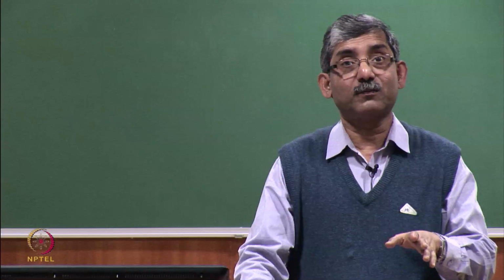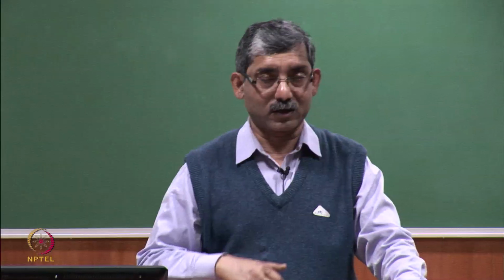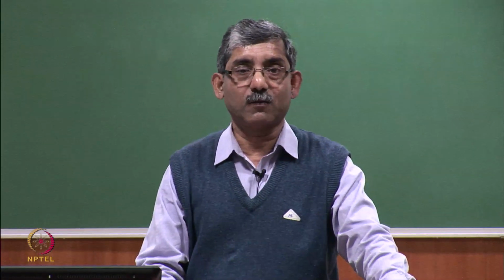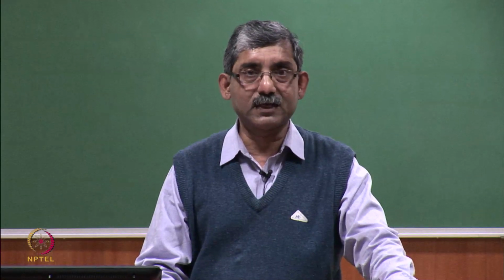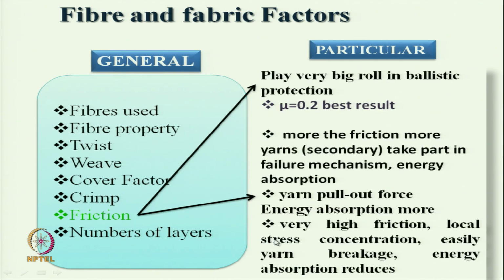The bullets are not penetrating, but still the wearer is getting shock, higher shock. So, this blunt trauma is increasing with the increase in crimp. So, we must try to reduce the crimp level. Ideally the yarn crimp should not be there, so that the resistance is offered by the yarn. Next parameter is the friction, which is very important in ballistic protection.